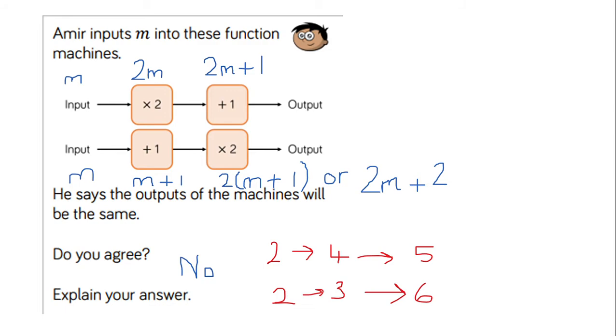So I put a 2 into the first one, and I had 2 times 2, which gave me a midpoint of 4. I then added 1, which gave me an output of 5. In the second one, I had an input of 2. I added 1, which was 3. I multiplied it by 2, and that gave me an output of 6. So I can there see that I've got different outputs. So I don't agree with Amir.